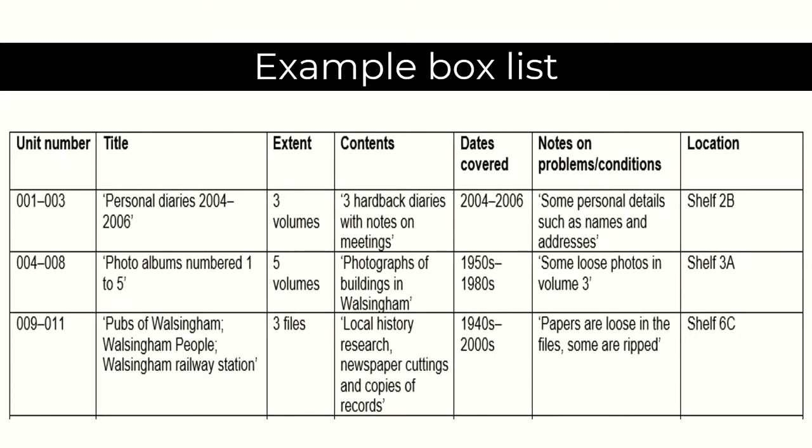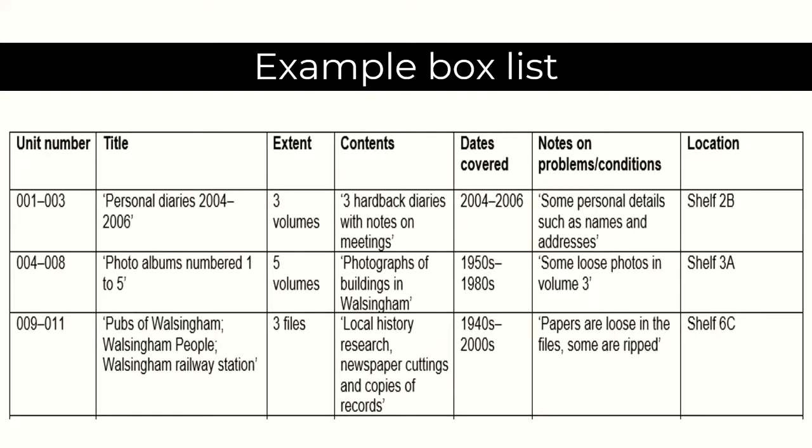Make a table divided into columns with the following headings for your box list. Complete a line in the table for each box, volume or file in your archive. Starting with unit number, give each unit of archive material, so a box, file, volume or any other container, a number as you go, so you know how many you have and so you can check if anything goes missing. Give each unit a 3-digit number such as 001, 002, etc.